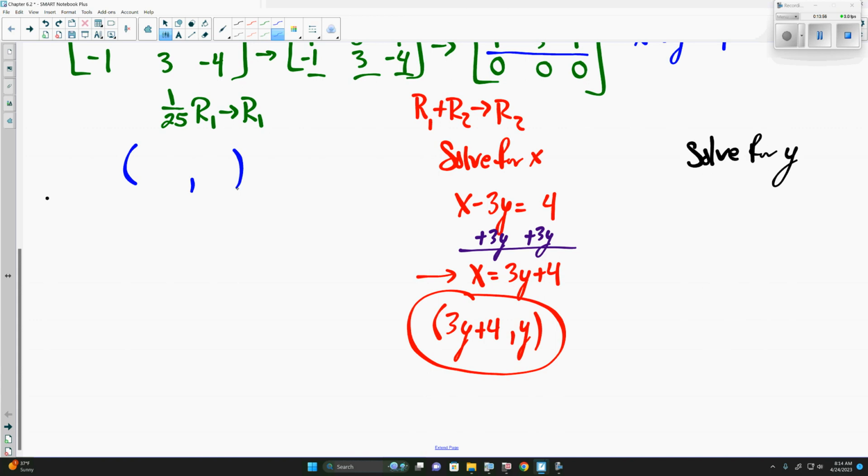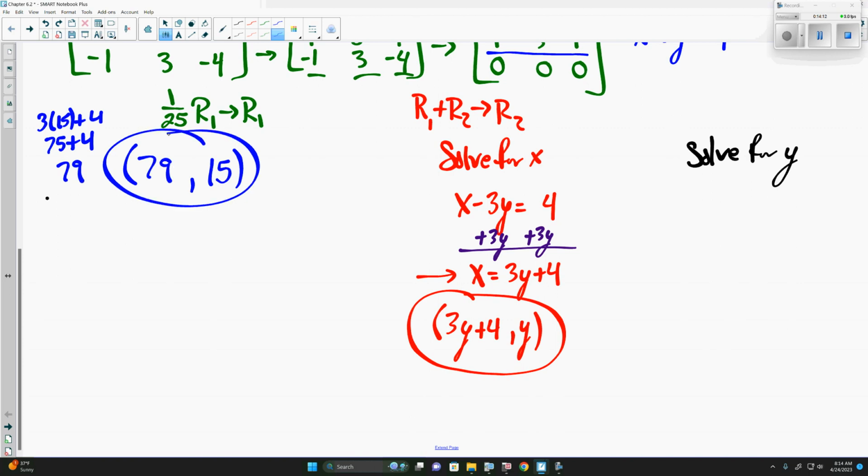Huh? 15. So we can say this is 15. In the other spot, we would say 3 times 15 plus 4. 3 times 15 is 75 plus 4 is 79. So that would be a solution that would work. And we could do it for any value of y. It is all real solutions that satisfy this here.